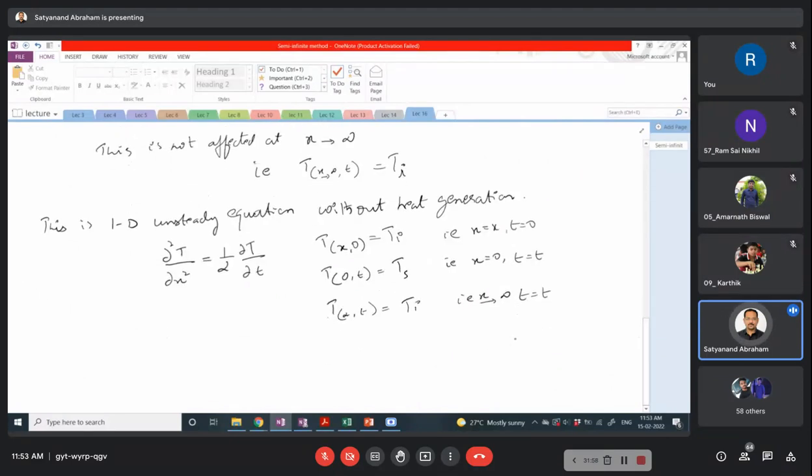But solving it is a bit involved. We can use a Laplace method, etc. But this is a partial differential equation, and solving a partial differential equation is very difficult. So we have to somehow convert it into an ordinary differential equation, then only can we solve it. There are many methods for doing that. First one is the separation of variables method.